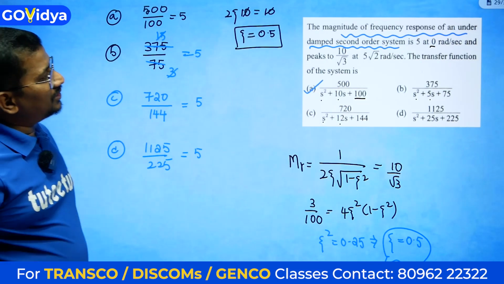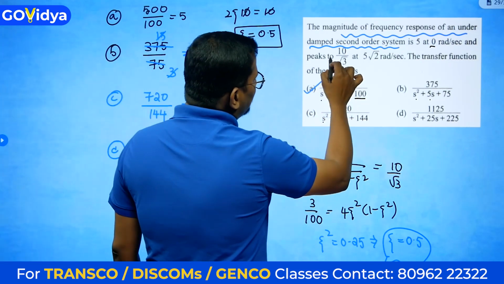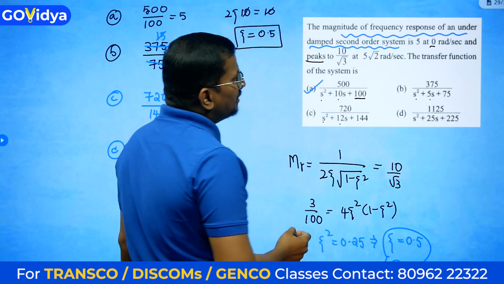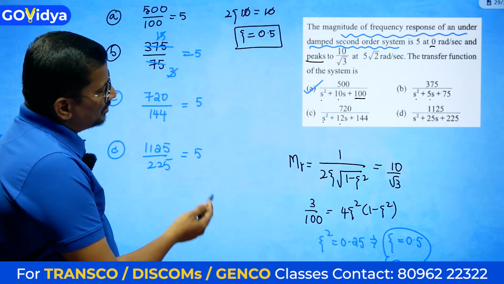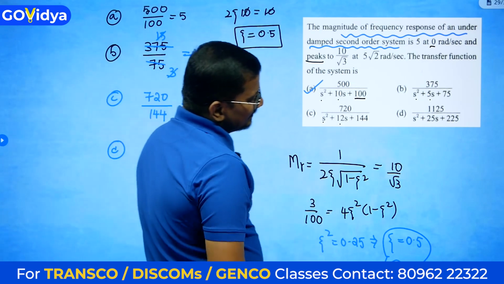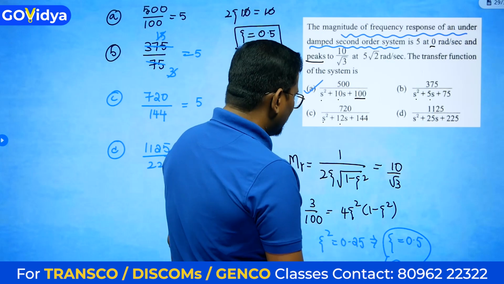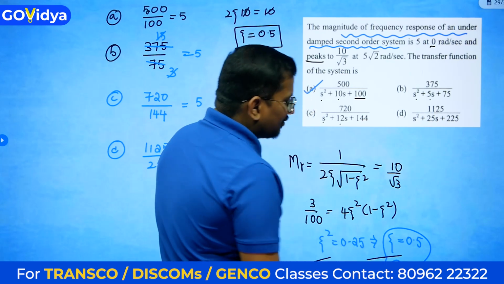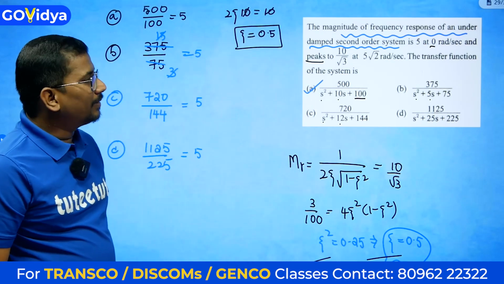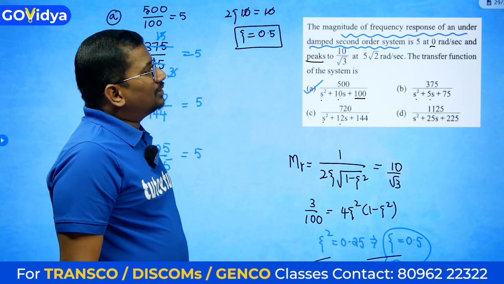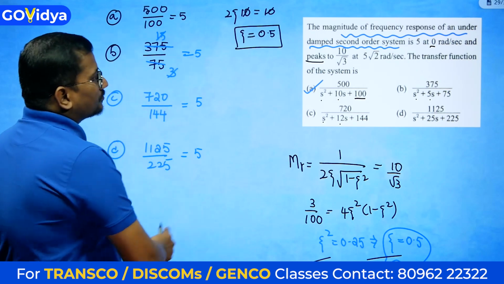Because in the question he has directly mentioned the value of this peak, the resonant peak. Peak means resonant peak. So we know that MR is equal to 1 by 2 zeta into root over 1 minus zeta square, which is nothing but 10 by root 3. And finally you got the zeta value. Clear? So now let us see the next question.